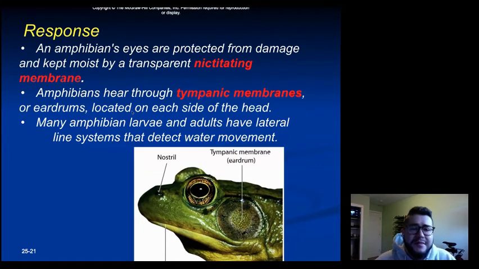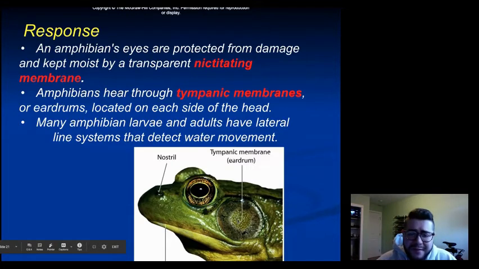Their response system, amphibians have relatively good eyes that are protected and kept moist by a nictitating membrane. If you've ever seen a frog blink, there's like a clear layer that passes over the frog's eye. It's not a true eyelid, but it's a membrane that covers it. Amphibians also have a tympanic membrane, which is basically like an external eardrum located on each side of their head.